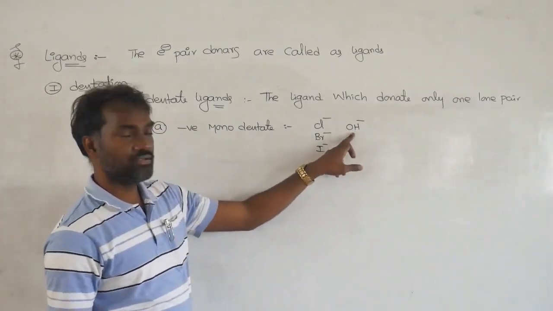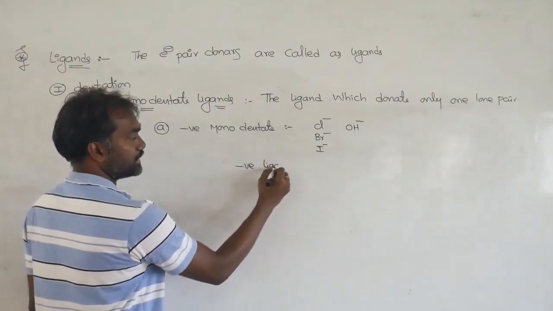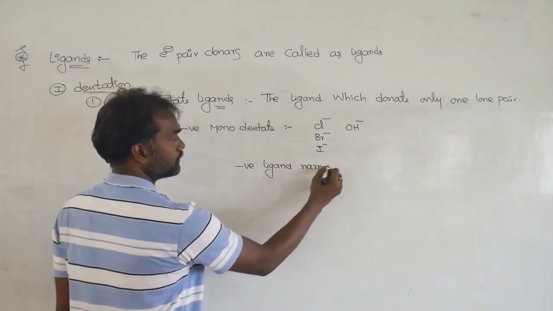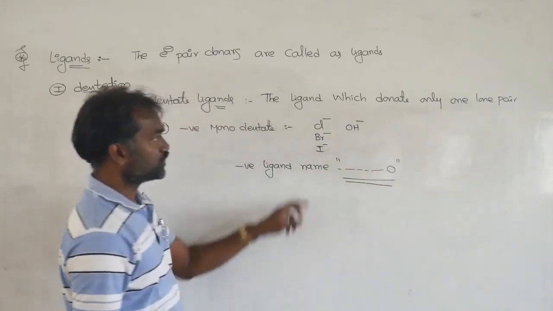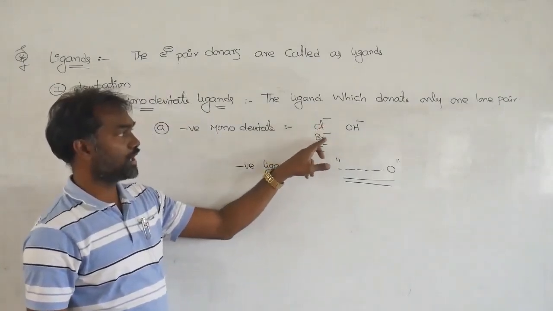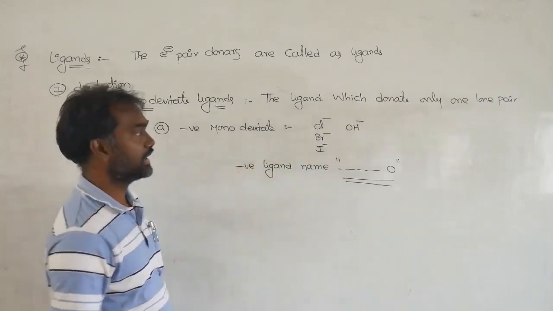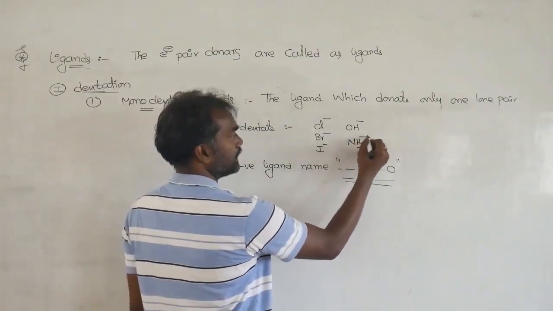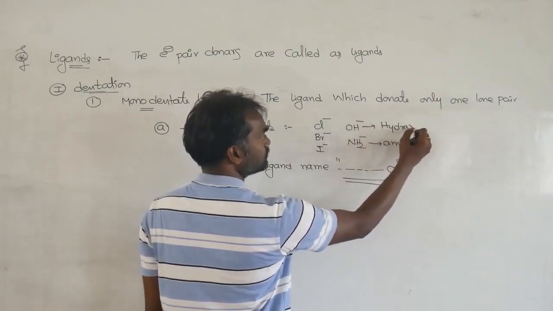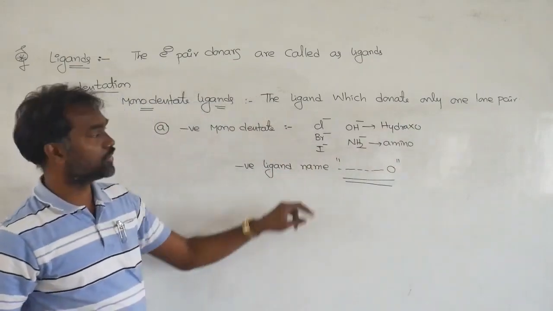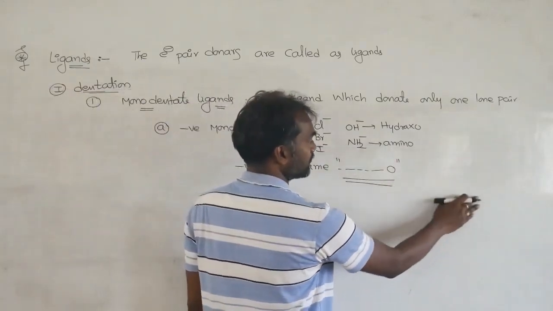See, that is a name. The negative ligand name is ended with O. So chloro or chlorido, bromo or bromido, iodo, hydroxo, like that. Next, amino. This is amino. This is hydroxo. This is chloro or chlorido, bromo or bromido, iodo. So like any negative charge you can take.